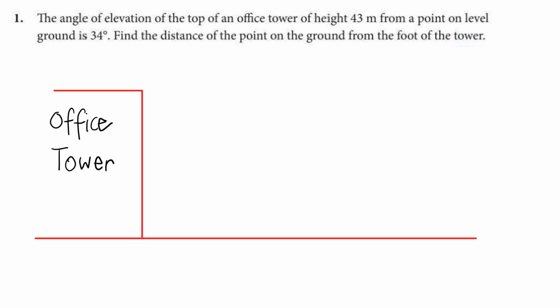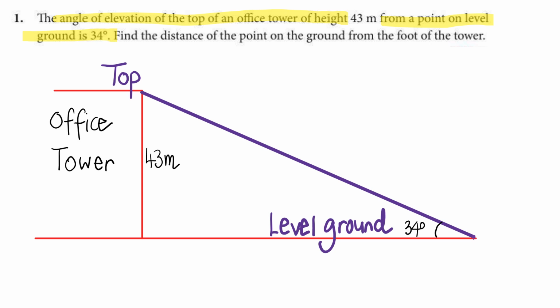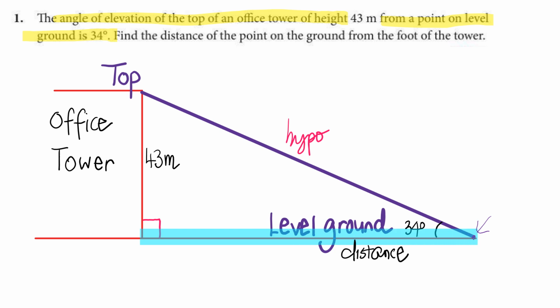So we have an office tower there, and then we have a point on level ground, and the angle of elevation. Remember, the angle of elevation is the angle when you look up. So you have to imagine that you are standing somewhere here, and you look up to the top of the tower, and therefore the angle of elevation will be 34 degrees there, and the tower is 43 meters. So you are stationed at that point there, and you are asked to find the horizontal distance, the one highlighted in blue.